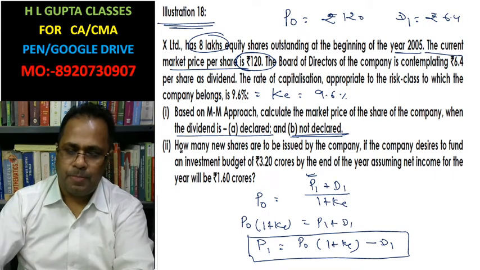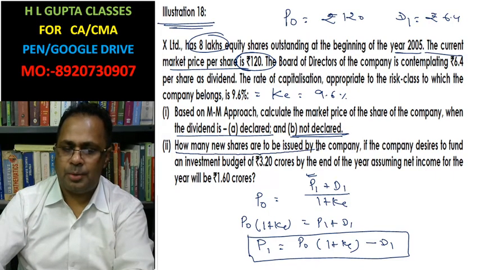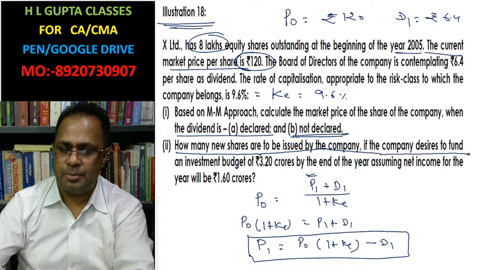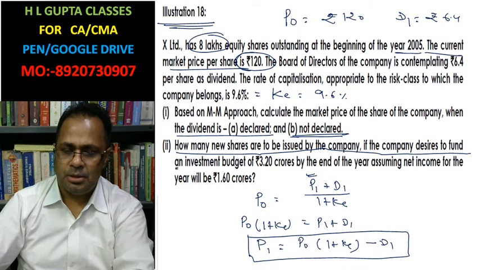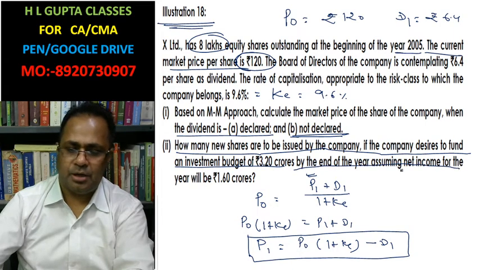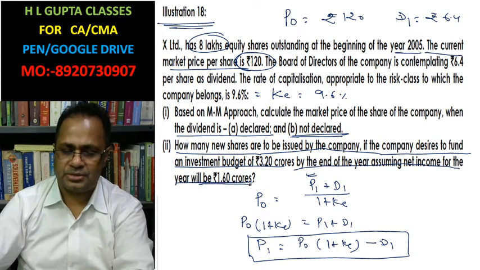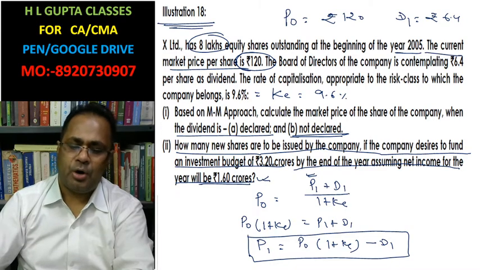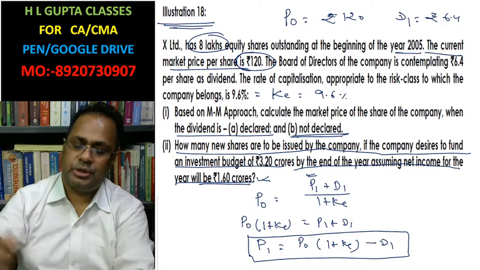Now, how many shares must the company issue if it desires to invest rupees 3.2 crore by the end of the year, assuming the net income is 1.6 crore? How many new shares do you need to issue for this investment?